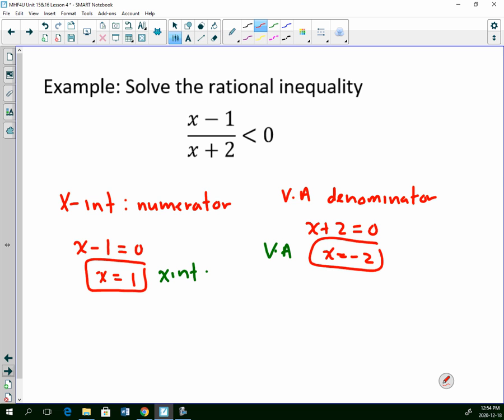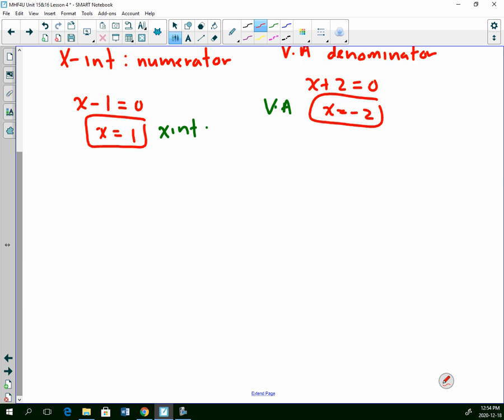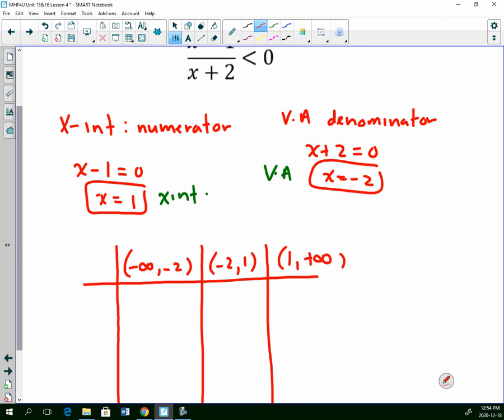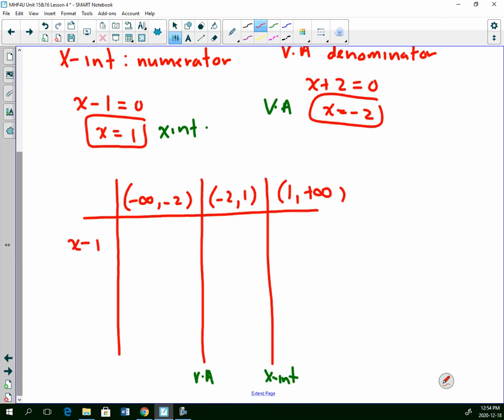So if I put them in order in my table, similar to what we did in Unit 5, I want to know what happens to the left of -2, what's happening between -2 and 1, and what's happening to the right of 1. So that's saying what's happening to the left of this vertical asymptote. This is where the vertical asymptote occurs. This is where the x-intercept occurs. And then I put my numerator, which is x minus 1. I put my denominator, which is x plus 2. And combined, that gives me the function f of x.